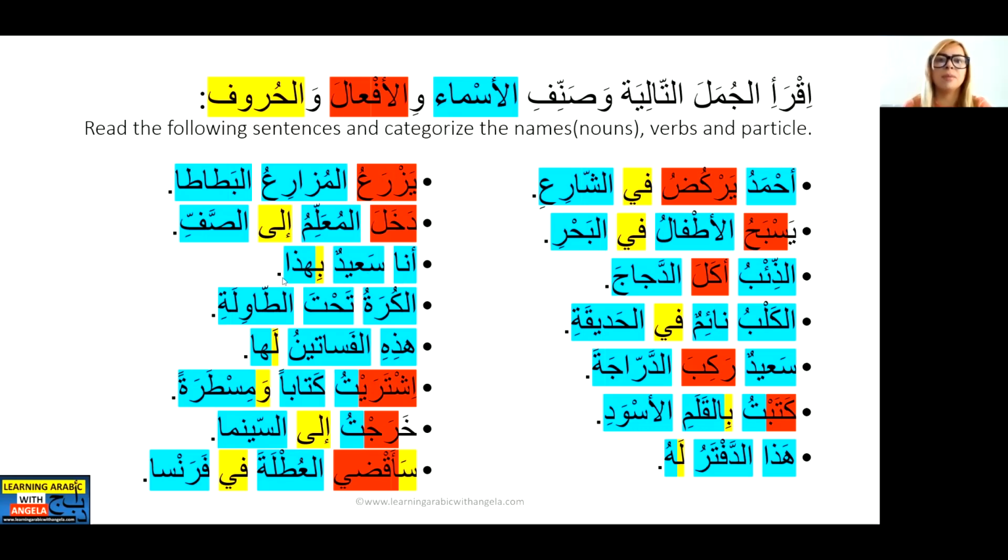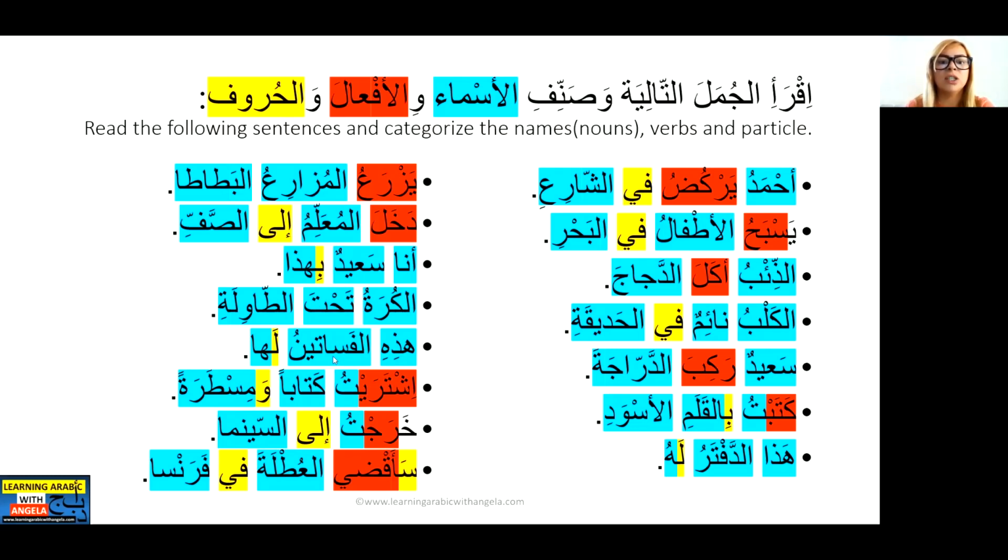أنا سعيد بهذا. I'm pleased with that, with this, literally. So أنا personal pronoun. سعيد, I'm happy. And you can tell that from the tanween, it's an adjective, and from the tanween, it's a ism, noun. B, it's a حرف. هذا, it's a demonstrative, so it's ism. الكرة تحت الطاولة. The ball is under the table. They're all asma, nouns. Why? Because alif lam, so the definite article, and تحت is an adverbial of place, which means under.